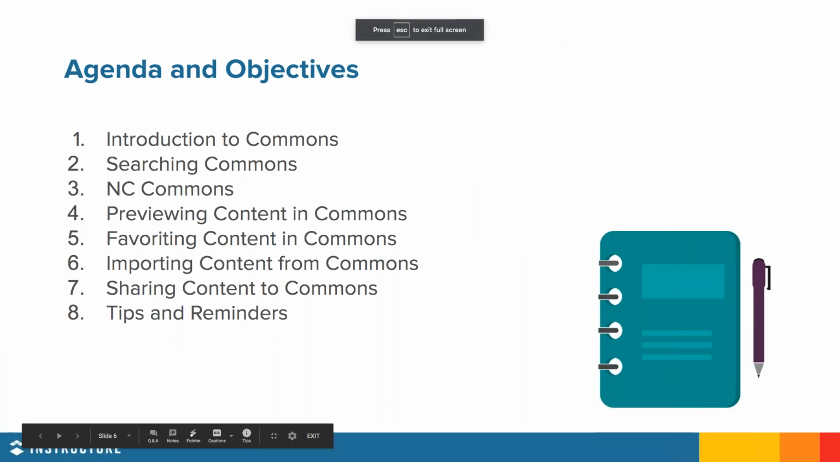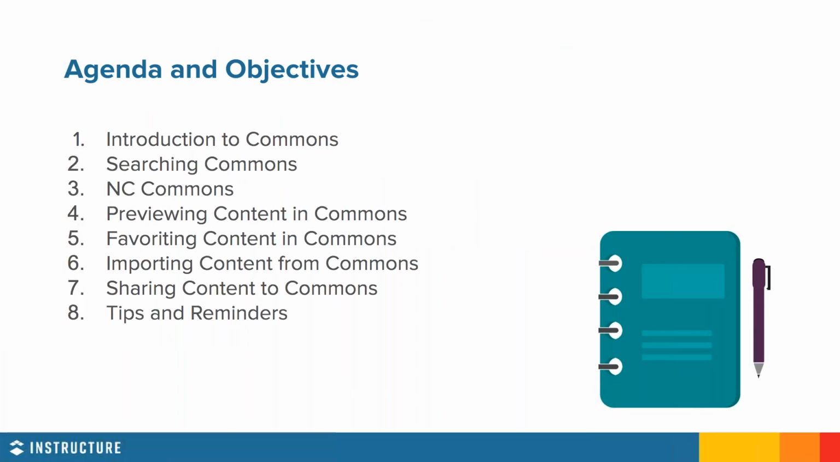Today, we're going to talk about Canvas Commons. We'll do a brief introduction, and then we'll look at some ways to search and filter in Commons, as well as looking at how users across North Carolina can look for resources that are shared to the North Carolina Commons Consortium. Those include resources from DPI and from NCVPS. So really great, high quality resources there.